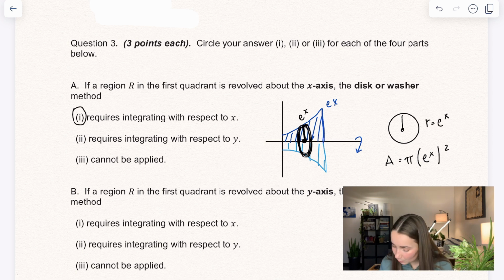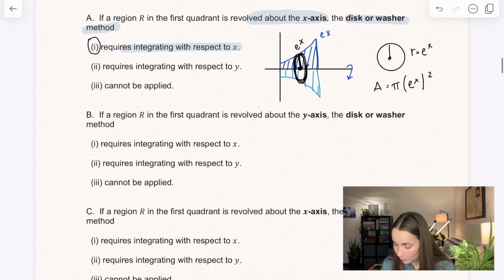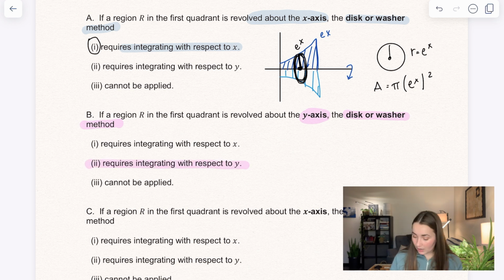So notice when we have disk or washer method, so when we use a method of slicing, whatever axis we're revolving around, we're also going to be integrating with respect to that same axis. So the same thing is going to be applied for when we're revolving around the y-axis with a method of slicing. We're going to go ahead and integrate in terms of y. And if you want to think about it, try drawing out a picture.